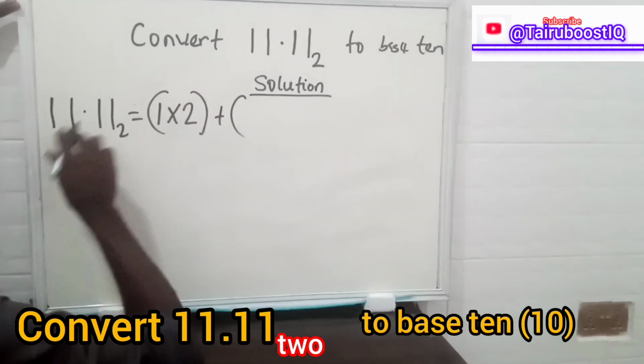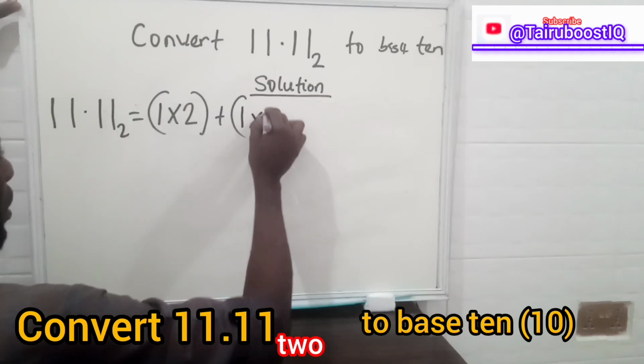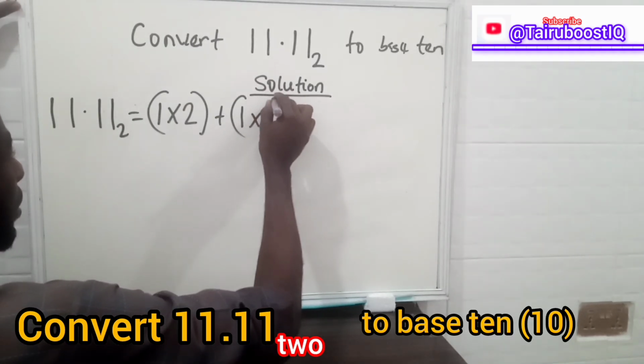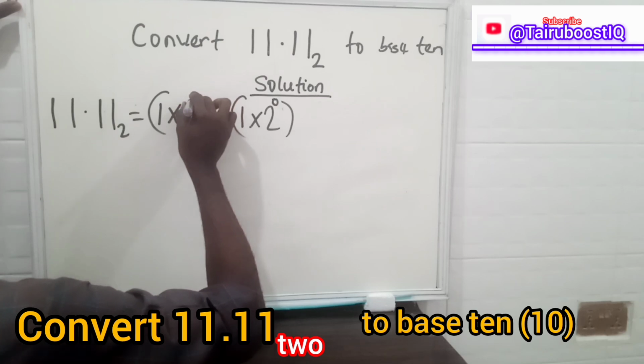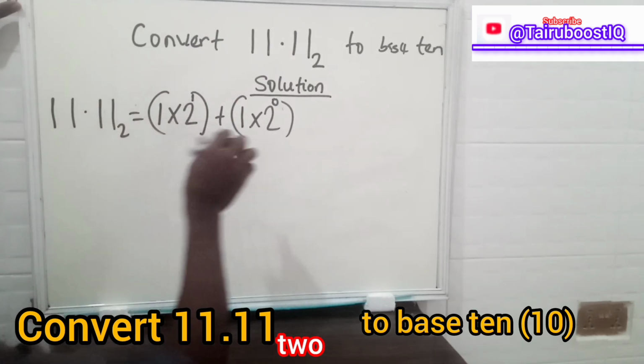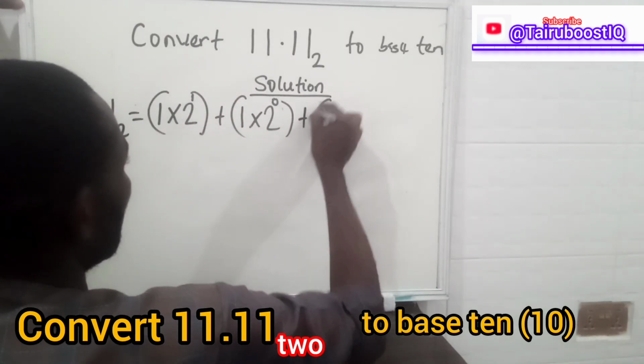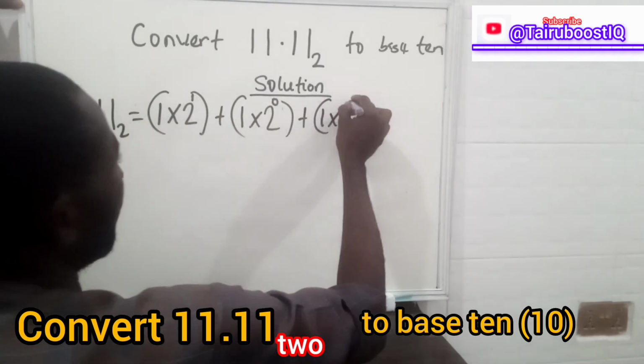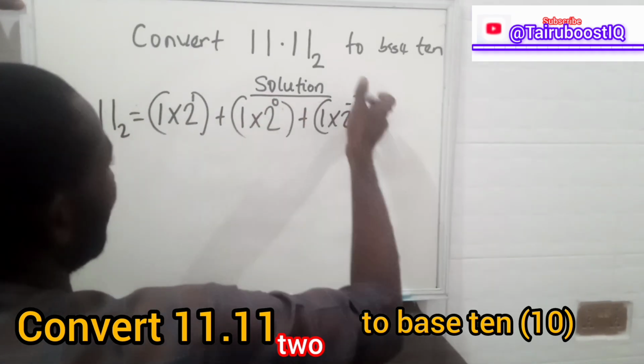plus, we pick this one again, 1 times 2, so that I will not make a mistake. From here we are going to put power 0, then power 1. From this side we are going to put negative. Here it is going to be 1 times 2, but here now we are going to start from minus 1. After 0 we have minus 1.